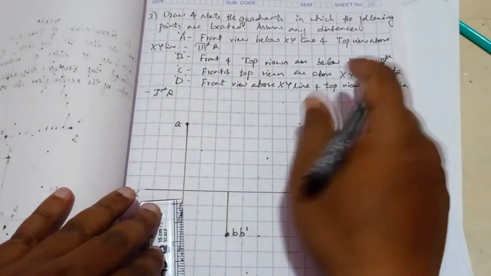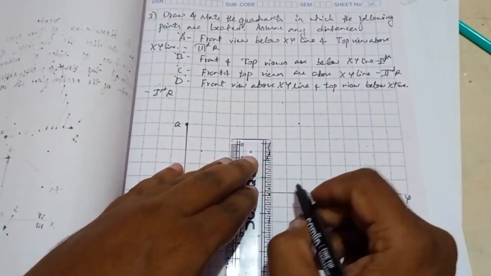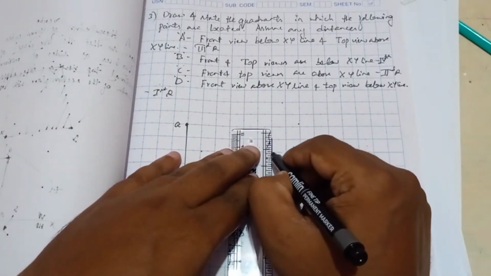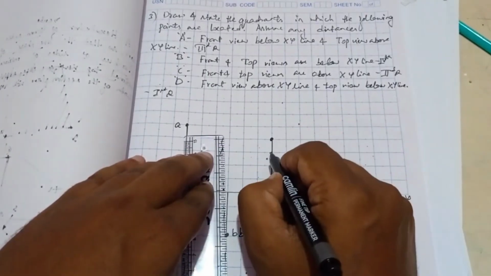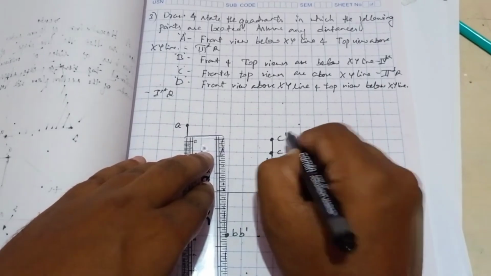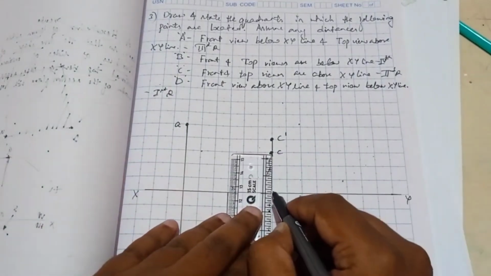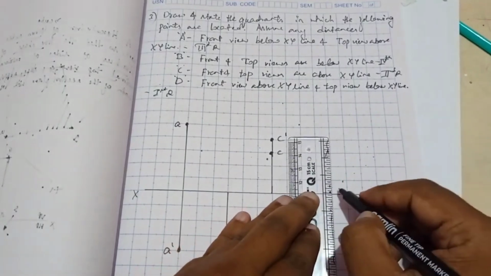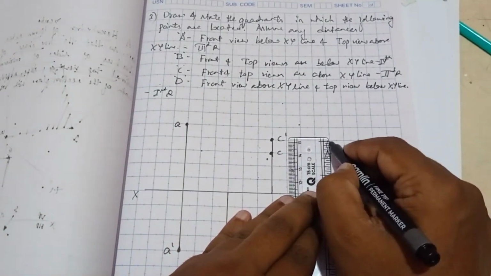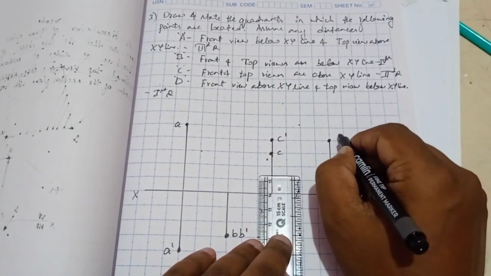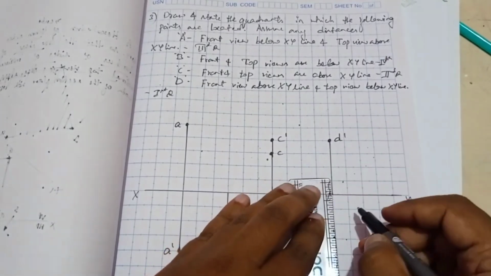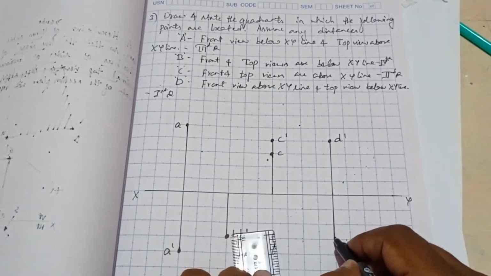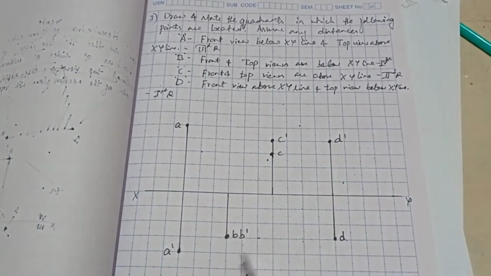Next, front and top views are above xy line. So above xy line means I'll give one as 30 and another will be on 40. So here C and C dash. Next, the fourth point, point number D, front view above xy line. So here I'll mention front view. This is D dash and top view below the xy line. So here it is.